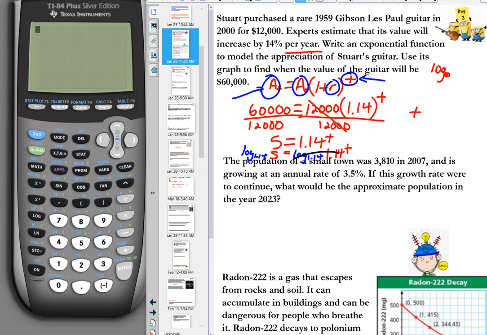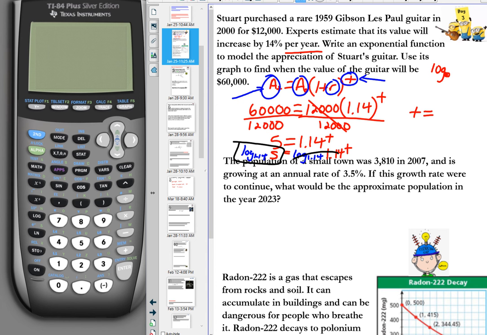But now I have to figure out how to put that into the calculator. If you have a calculator with MathPrint, you can tell the calculator to take the log base 1.14 of 5 and just hit equals. But if not, you're going to have to use a property called change of base. We'll expand on it more. What change of base says is we are going to change the base to one of the two bases that our calculator can do.